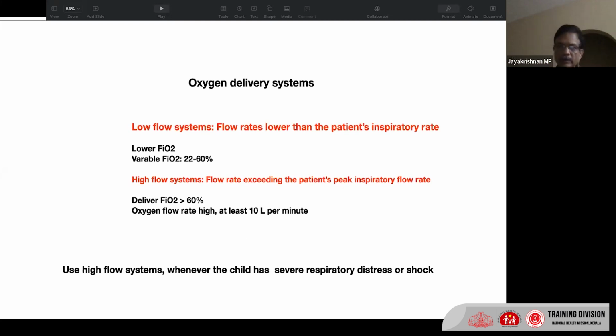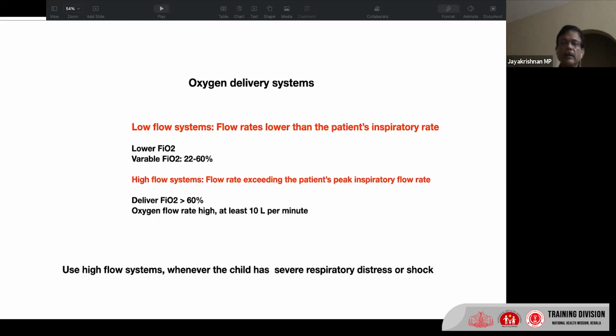If your oxygen flow is less than that, what will happen? The room air also will be entrained. So they will give a lower FiO2, that is, a lower fraction of inspired oxygen, and it's variable, anywhere between 22 and 60%. Whereas a high flow system is a device where the flow rate actually exceeds the patient's peak inspiratory flow.